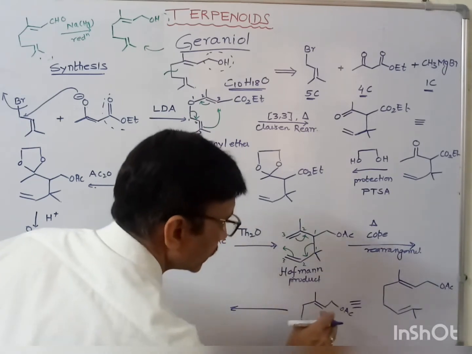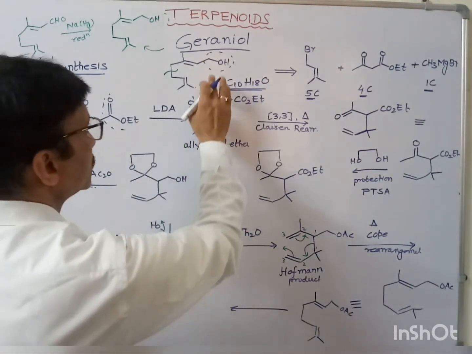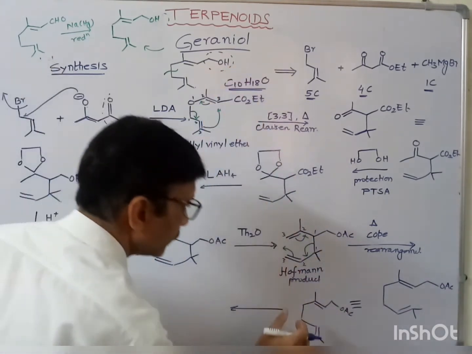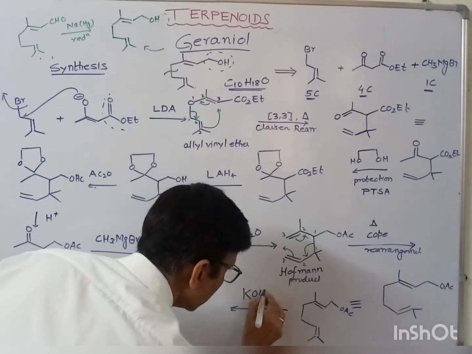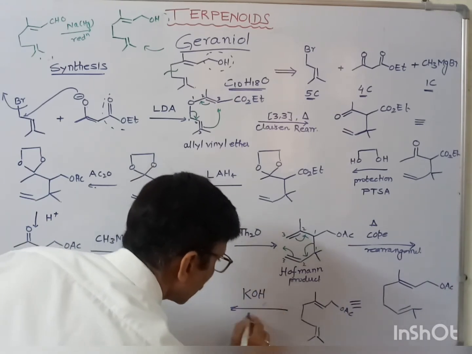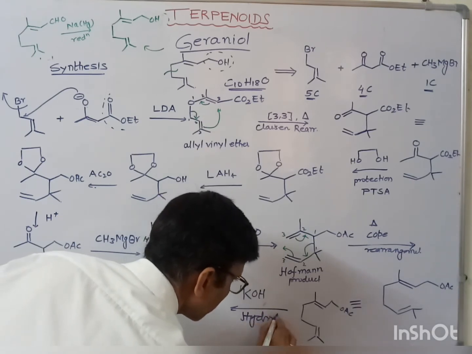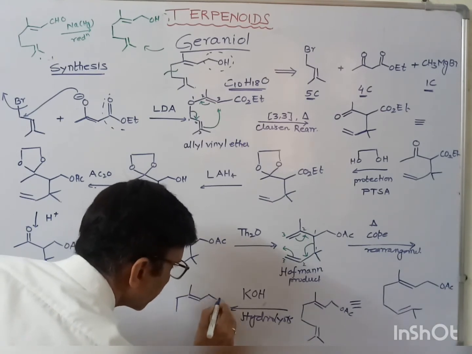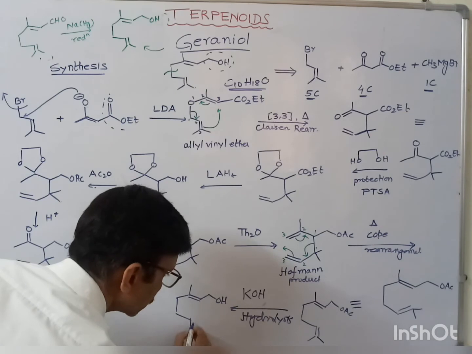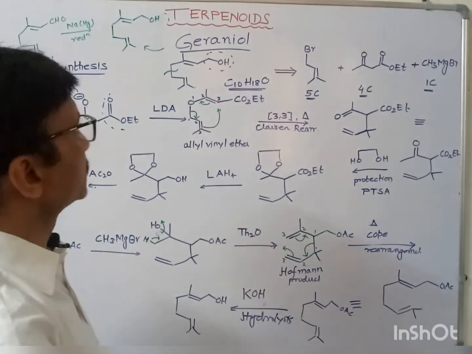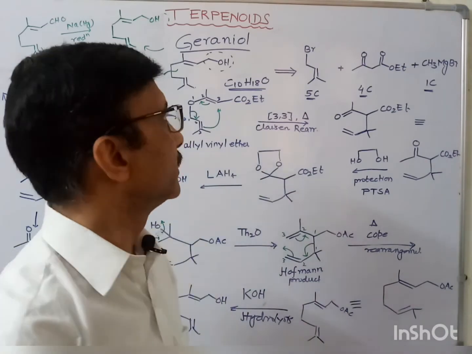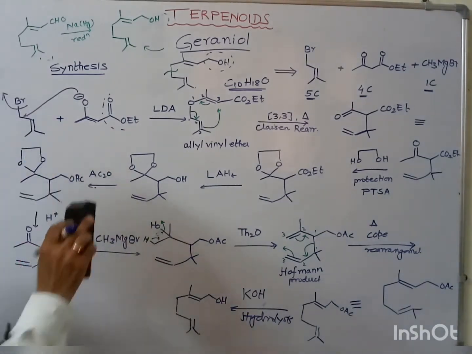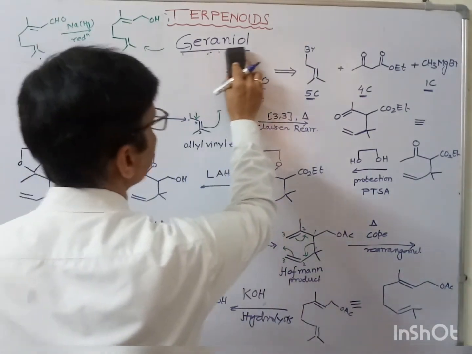Now this OAc can be converted into this OH. If we have to bring an OH group, KOH hydrolysis can be done. In presence of KOH hydrolysis, this can be converted into this OH group. So these are some steps for the synthesis of geraniol. Now let's come to the isomerism in geraniol.